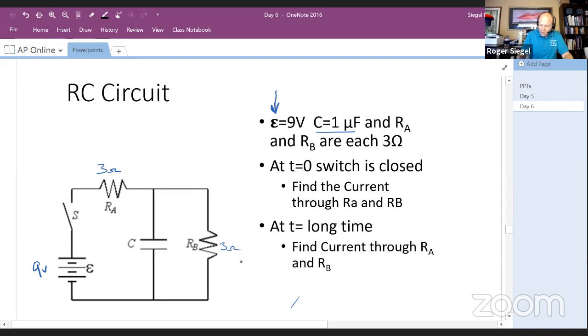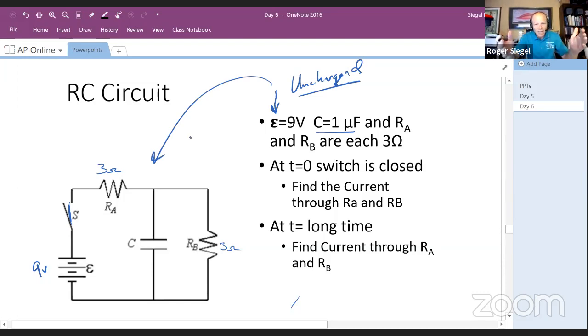And so the first thing is at t equals 0, or I would say right after t equals 0, like right after I close the switch, find the current through RA and RB. Now, something we would start with is we would say that this is an uncharged capacitor. I'm sure you assumed that, but we've got to say no charge on that capacitor.